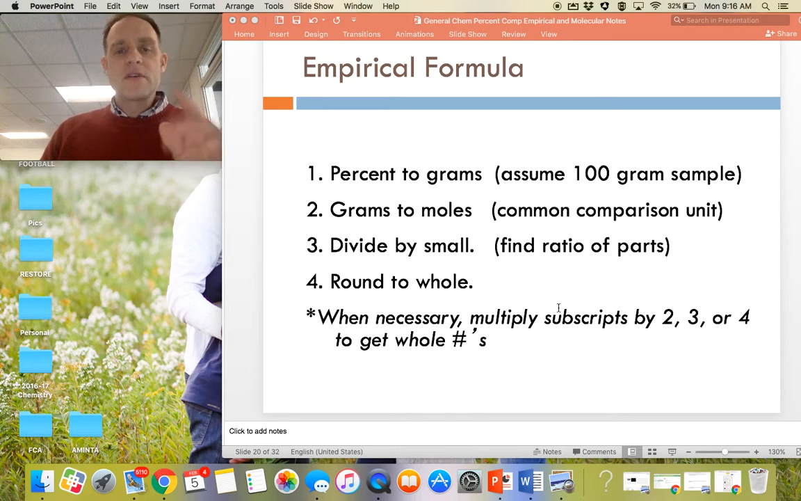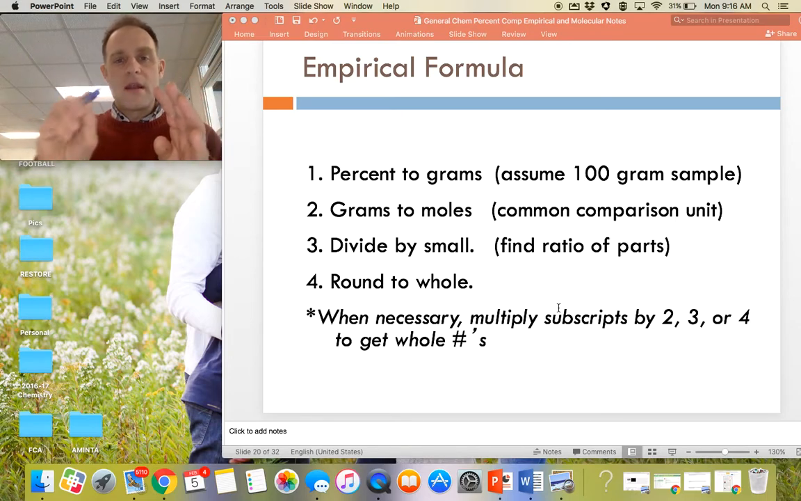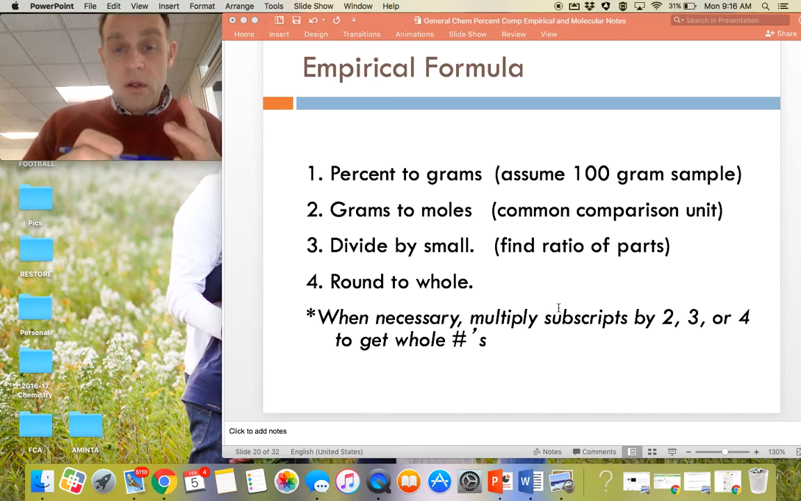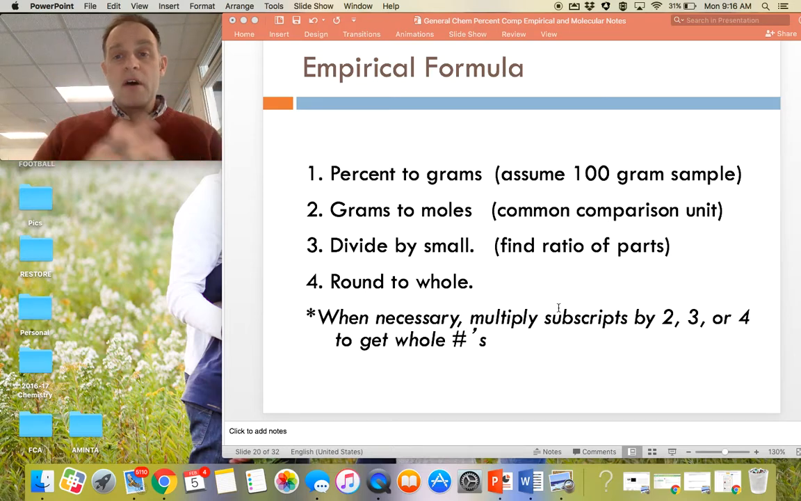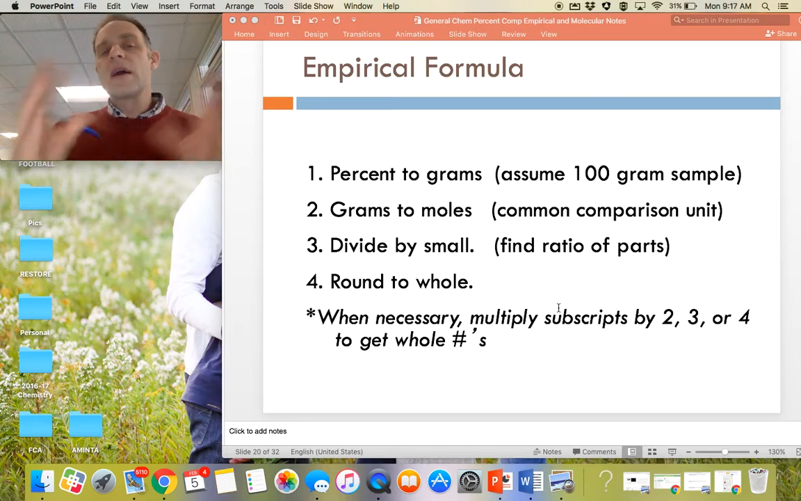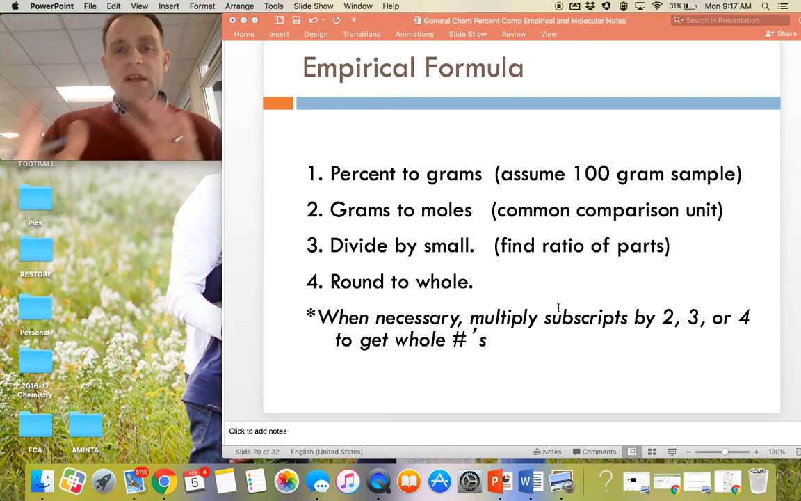And then remember, there's a little ditty, a little rhyme. There are four things to remember with the empirical formula, and here they are again, written down in front of you. Percent to gram, gram to mole, divide by the small, and make them all whole, or round to the whole. We want to assume we have a 100-gram sample, and then you can directly turn the percents into grams. You don't have to do any calculation. If it says 24% carbon, just turn it to 24 grams of carbon.